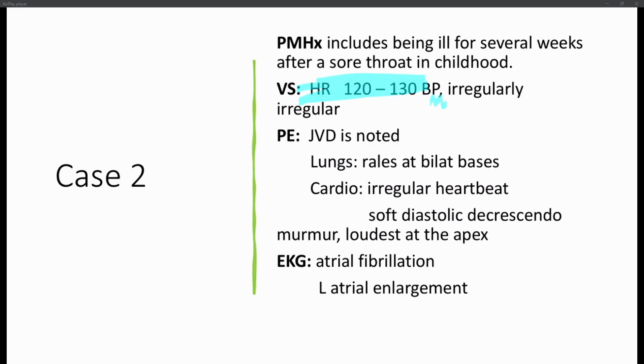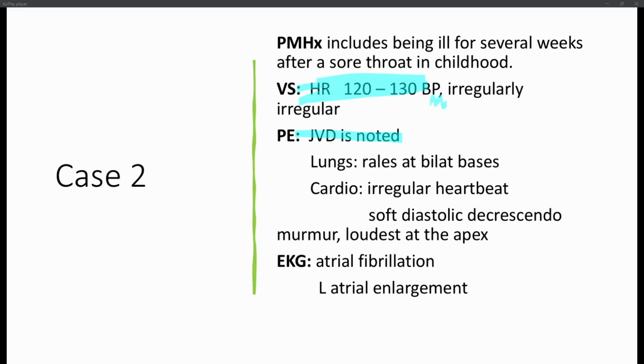Physical exam, JVD is noted. What does that mean if JVD is noted? We have congestion. What side of the heart? Right side of the heart, right? That's the only way you can get JVD. Left-sided heart failure by itself at first will not cause that. Over a long period of time, it can.